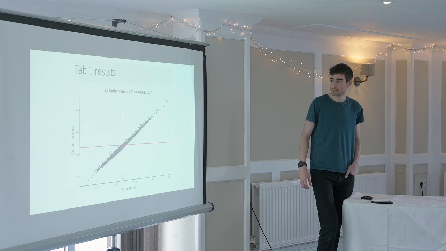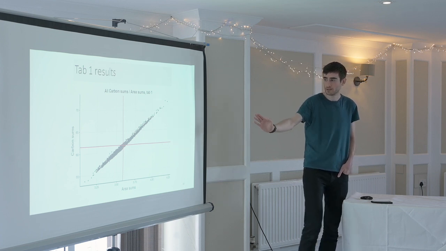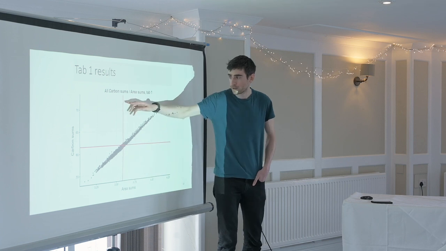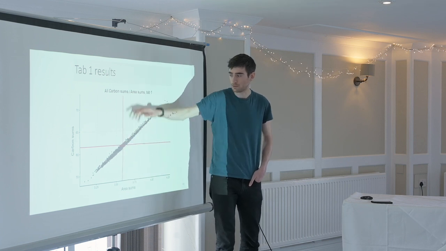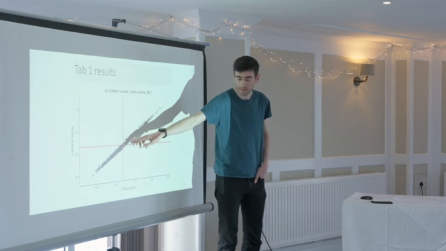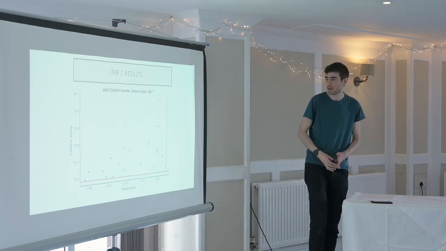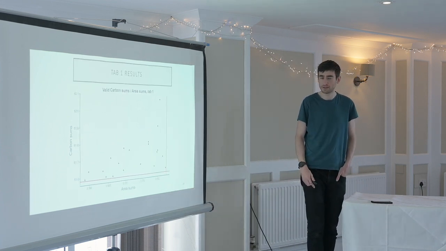The idea is we simulate a lot of these, and we're only interested in the upper left quadrant, because we want the area to be below a certain value, and we want carbon to be above a certain value. So we're only looking at this space here. When we zoom in it has a few solutions. I think in this one it was around 20.